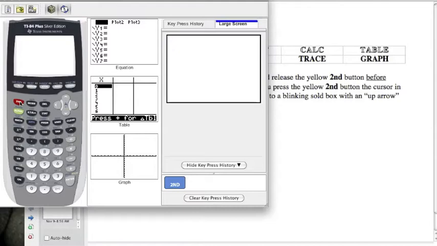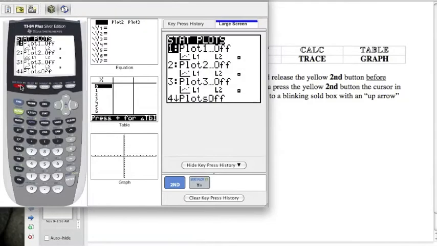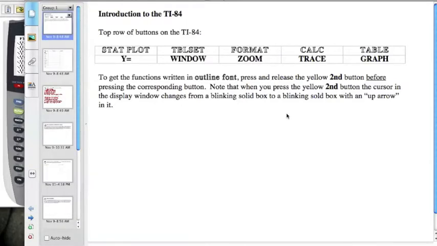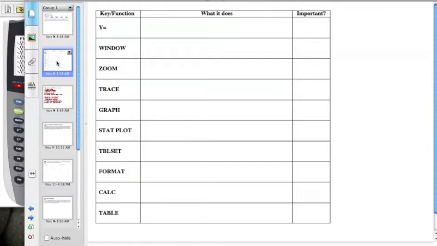And then if I hit the y equals button, what will actually happen is I will get what's written above it. Okay, I will get the stat plot. If I just hit the button itself, then I get what the button says. So it's similar to the second function on any calculator that you've probably used. So what we're going to talk about here is what each of those buttons means, what each is used for, and how important they are to what we're going to do in this class.